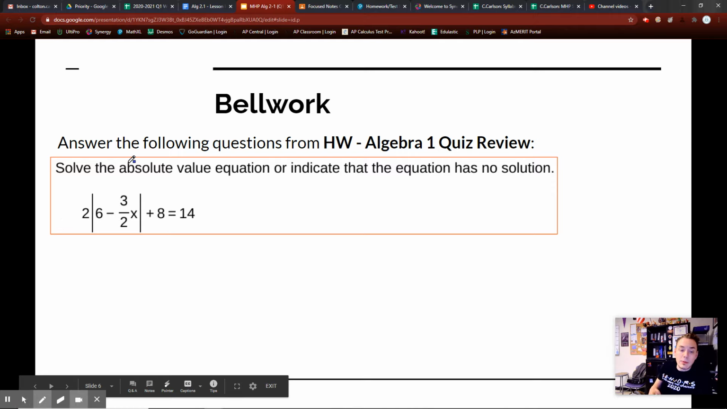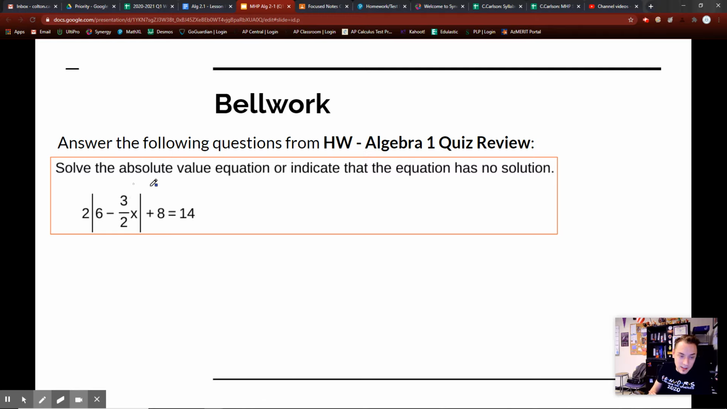All right, absolute value equation. Let's go to town on this. I have a lot of things that I need to separate before I actually get this absolute value part by itself. One of those things is minus 8. Now notice I'm not dividing by 2 first. I do need to divide by 2, yes, but I'm not doing that first. I want to get rid of all the addition and subtraction stuff first.